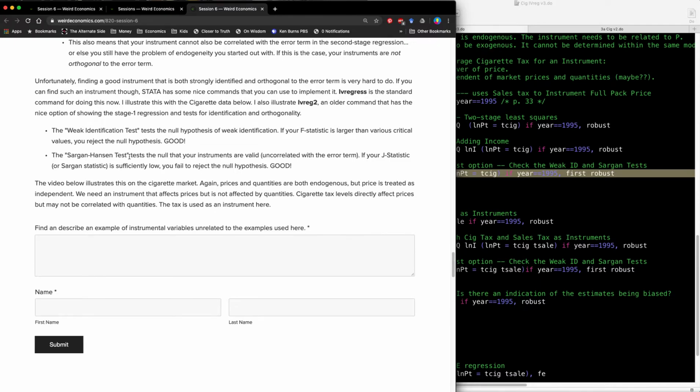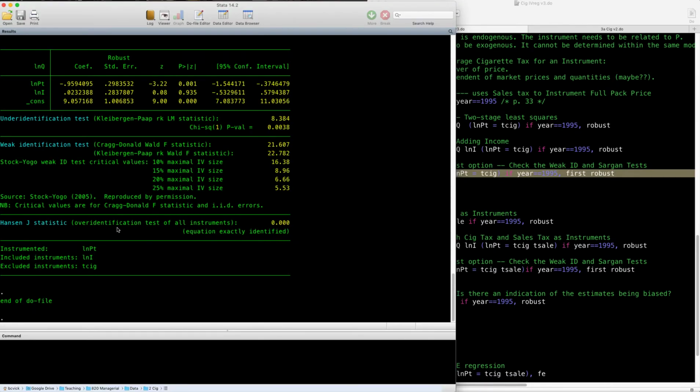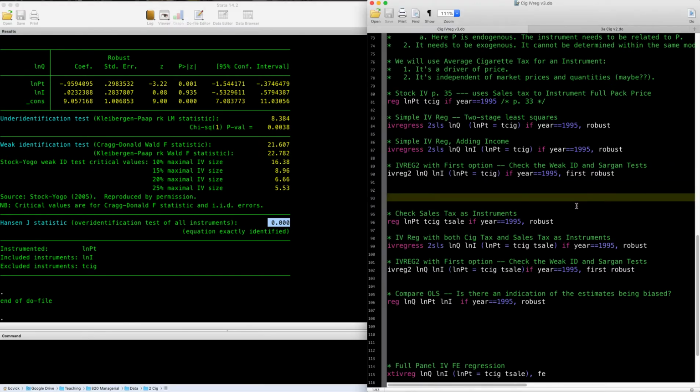The second test is the Sargan-Hansen test, which tests that not only does it have to be a good instrument, a good predictor of the endogenous variable, but it can't be related to our dependent variable. If it's related to our dependent variable in the same way prices were, then we're back in the same situation of still having endogeneity. So the Sargan-Hansen test asks, is this uncorrelated with the error term? And if our J statistic is sufficiently low, we fail to reject the null hypothesis of it being valid. This is hopefully what we want if we're looking for a good instrument. Here, our J statistic is 0, so it's very low, which is a good thing, because it's exactly identified. That's why I like to use ivreg2, because it shows those test statistics.